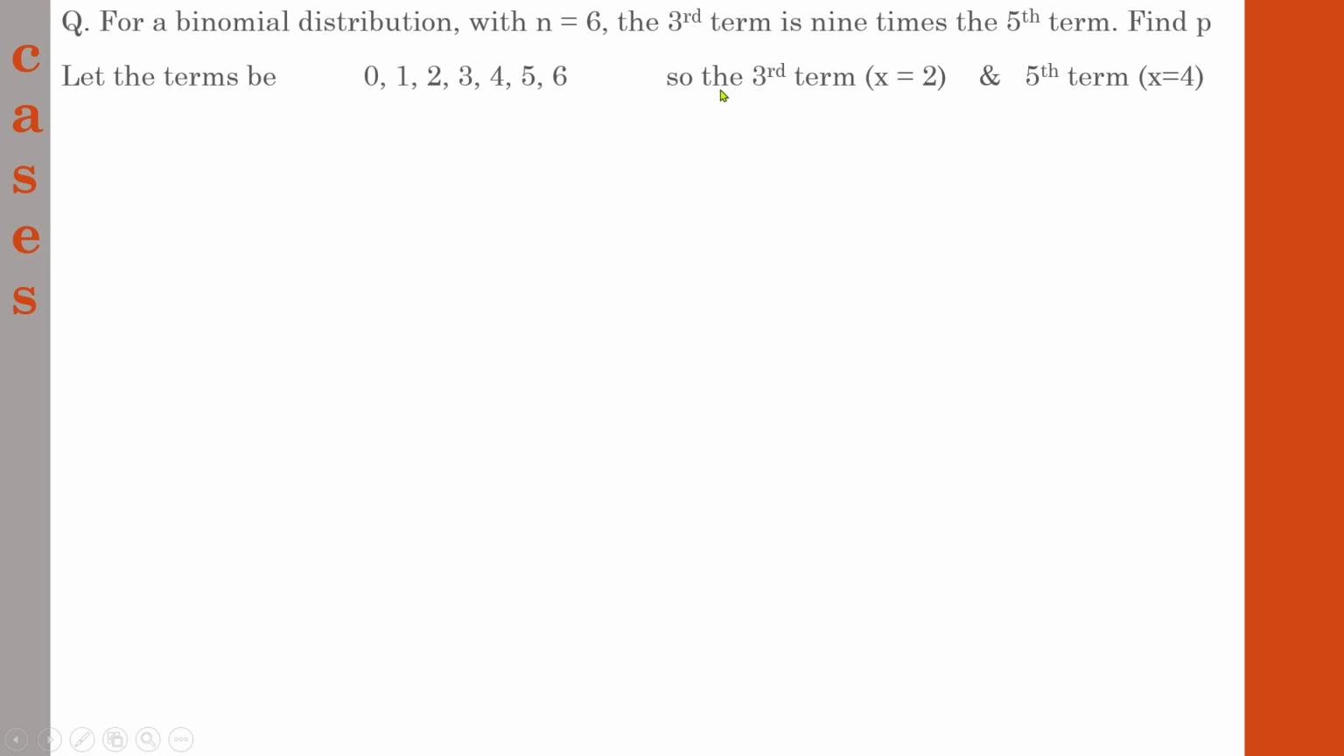Okay, let's come back. So the third term is x equal to 2 and the fifth term is x equal to 4. The fifth term is 1, 2, 3, 4, 5. So in the question it is said that the third term is 9 times the fifth term. So we can write down the same during the application case. So let us come back. The third term is x equal to 2. So the binomial distribution function of the third term, that is x equal to 2.